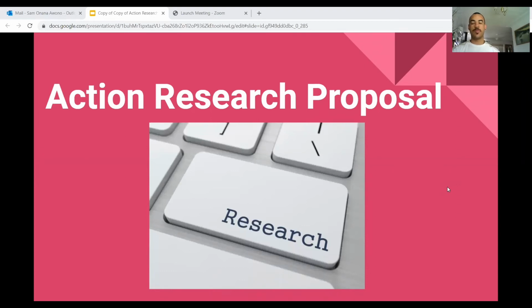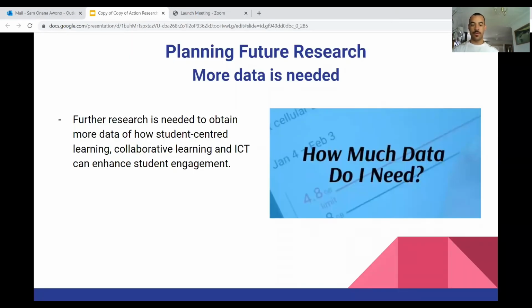My name is Sam, and I'm going to discuss our action research proposal for this presentation. Based on our current research, we propose that further study is needed to determine how do teachers integrate student-centered learning and collaborative learning with ICT strategies to enhance students' engagement.